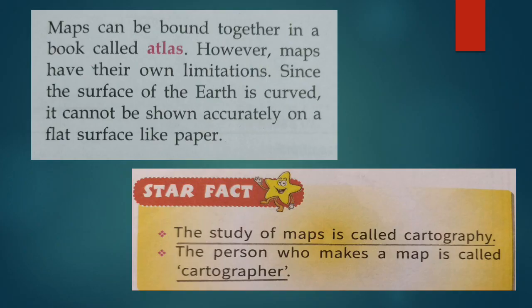Some important things for you to remember: maps can be bound together in a book called an Atlas, and the study of maps is called cartography. The person who makes a map is called a cartographer. So remember, we have learned 5 important things now. What is a map? What is a globe? What is an Atlas? What is cartography? And who is a cartographer? Okay.